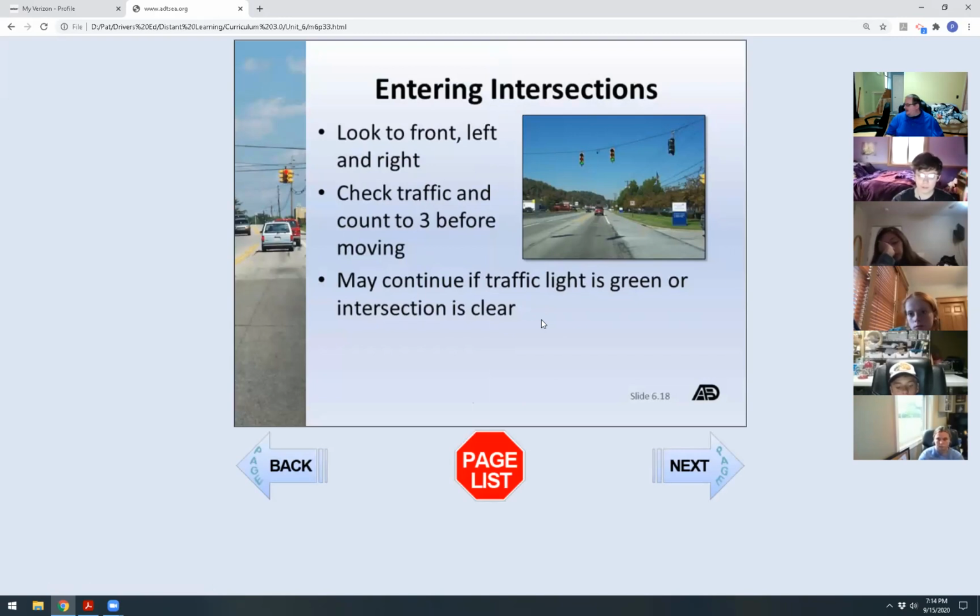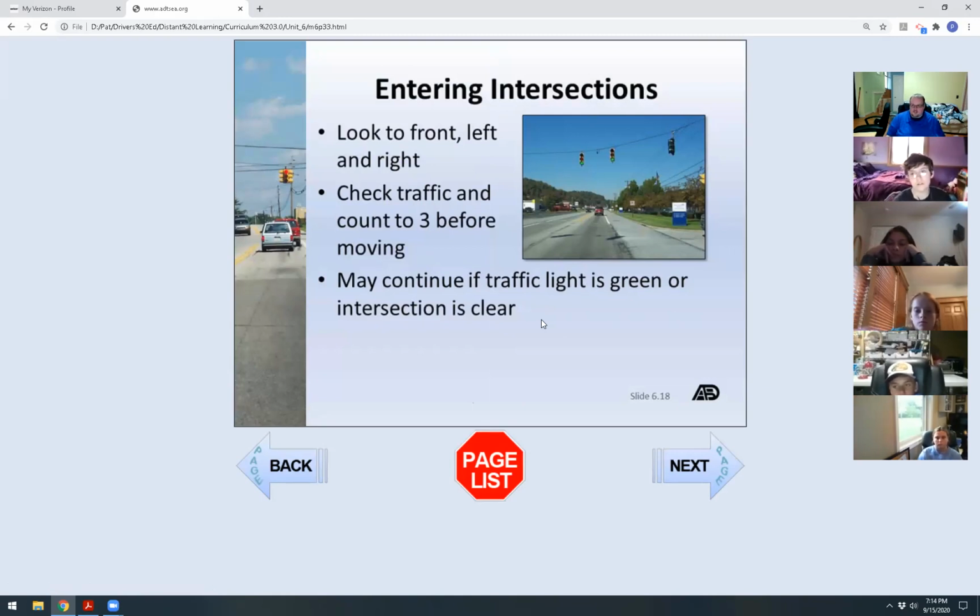Now, I didn't cover traffic lights with you guys. Mr. Harriman did, so I don't know if he talked about yellow lights and a point of no return. So I'm just going to briefly cover it because it involves intersections.